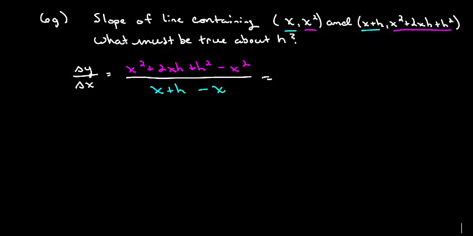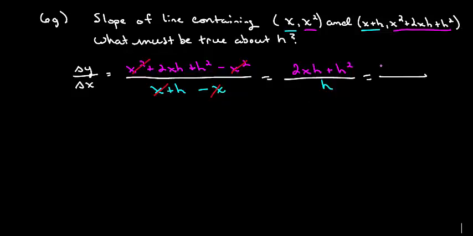So our numerator, we can cancel out the x squareds. Okay. So once I cancel these guys out, what am I left with? I'm just left with 2xh plus h squared, and the denominator I can cancel out just the x's, and I'm left with just h.